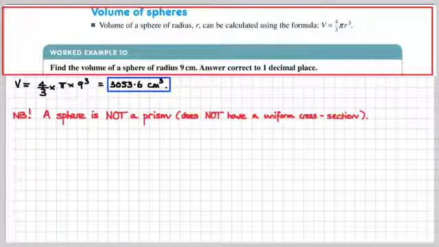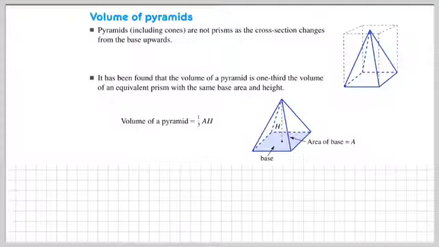Oh yes, a sphere is not a prism. I already said that, Mr. Computer, but thank you for reminding me. It does not have a uniform cross-section. No, it does not. If you go and get an orange or something like that, or a grapefruit, and you slice it, parallel slices all the way through, you'll see what I mean. They're definitely not the same cross-sectional area.